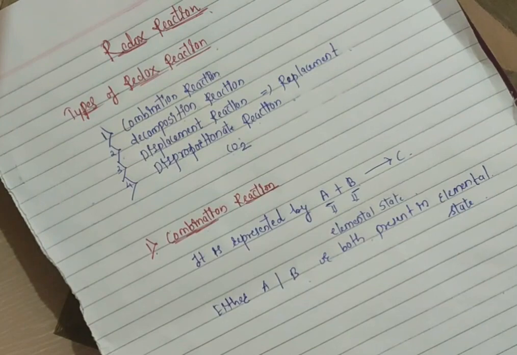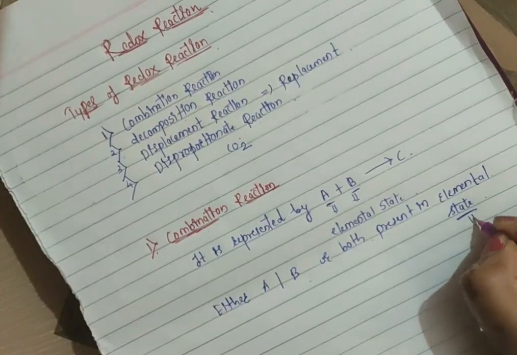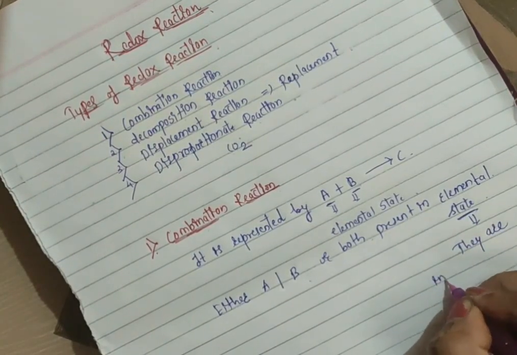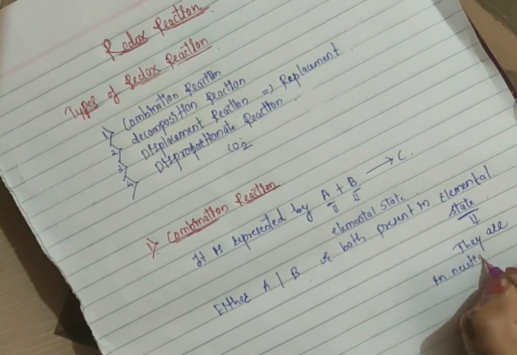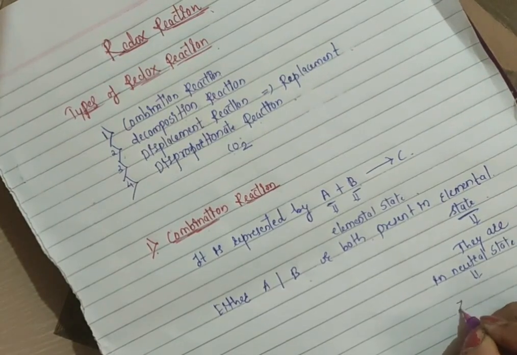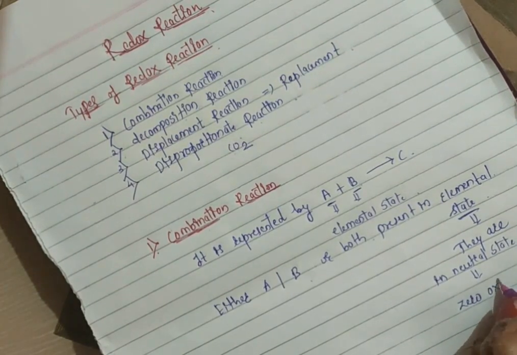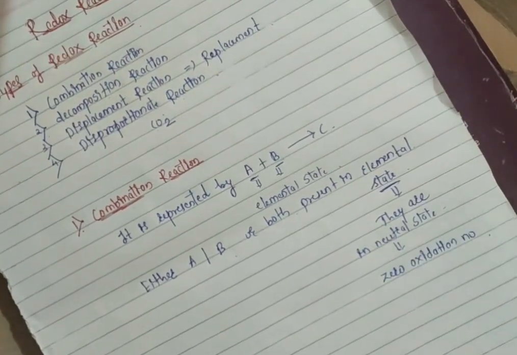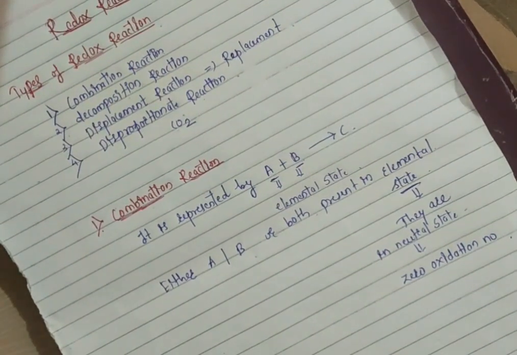I already told you while teaching oxidation number, or oxidation state. Elemental state means the atom or compound has zero oxidation number. Elemental state means they are in a neutral state. Neutral state means they have zero oxidation number. This is called your combination reaction.